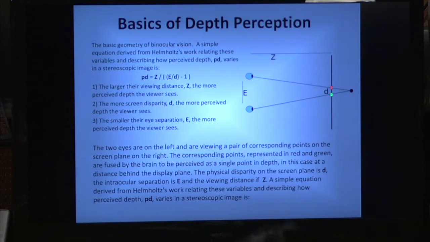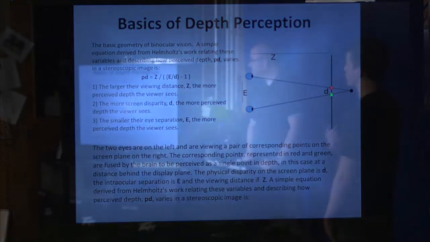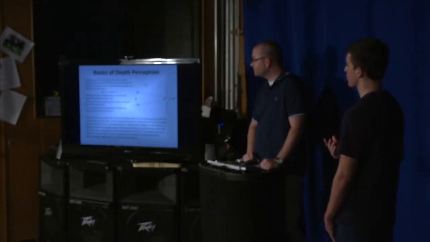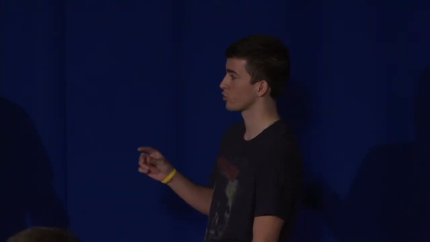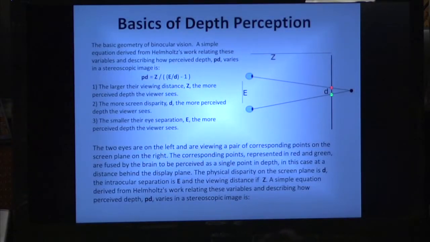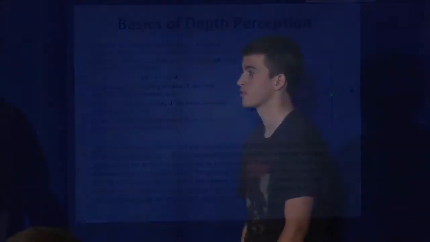So let's do it for a second. These variables, if we change them, are going to alter the depth that we see. With Z, if we increase it, the depth increases as well. With D, if those two dots separate, we increase the depth. And with E, if that one decreases, the depth is going to increase.